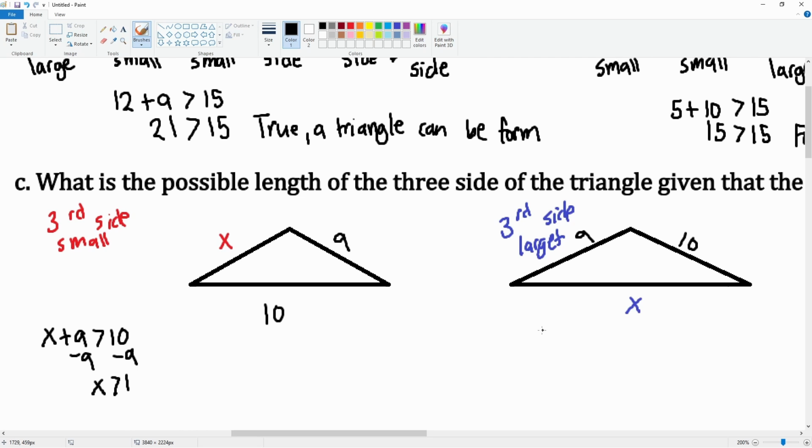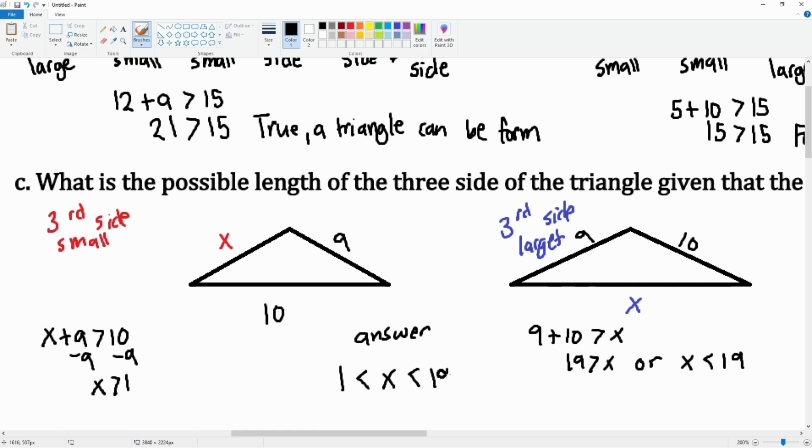Then this side, 9 plus 10 has to be greater than X. So this has 19 is greater than X. Or you can write this as X is less than 19. So the answer would be the compound. It would be both of them. So X has to be greater than 1. Do you see that? X has to be greater than 1, but X has to be less than 19. Okay. This is the answer. These are the possible answers. X has to be greater than 1, but less than 19.